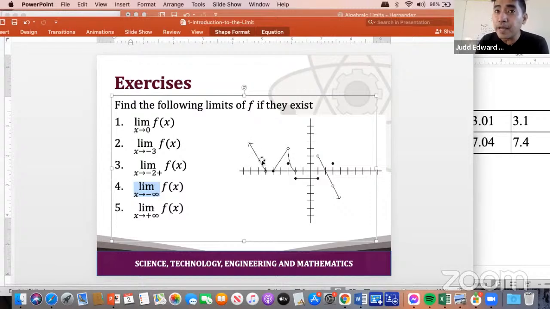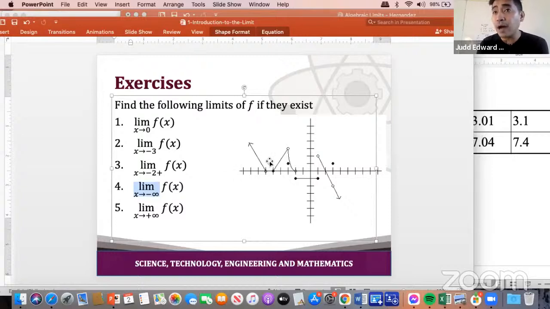Saan po yung arrow? Ito po ba yung arrow? Yes po. Saan papunta yung arrow na to? Is there an exact value for this arrow? Meron bang exact value dun sa arrow na to? Yes or no? Wala, di ba? Therefore, kung wala siyang exact value, ibig sabihin mag-grow siya palaki ng palaki.